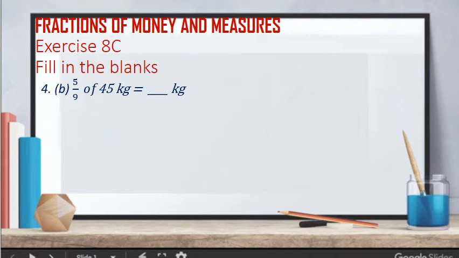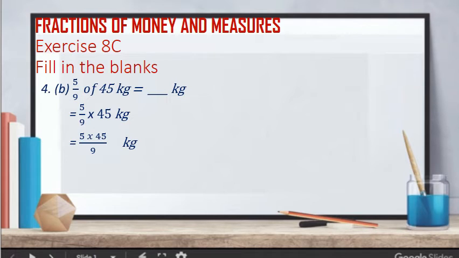Now let's do the 4b. Here we have 5 by 9 of 45 kg is equal to how many kg? So let us find out. 5 by 9 of 45 kg, we can write it as 5 by 9 multiplied by 45 kg, which is equal to 5 multiplied by 45 upon 9.